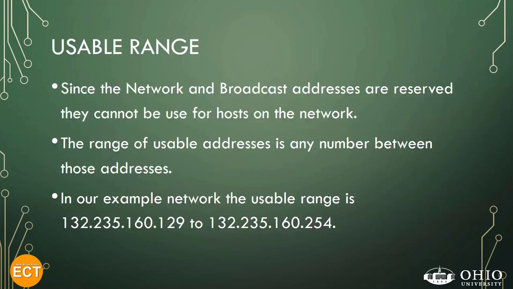Since the network and broadcast address are reserved and cannot be used as hosts on the network, it's also important to consider what the usable range of addresses is. In this case, it's every address that exists between the network address and the broadcast address. In our case, the range extends all the way from 129, which is a usable address, all the way to 254.